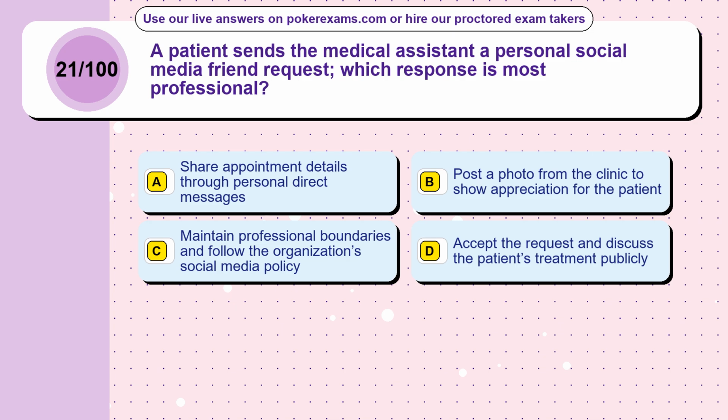Question 21. A patient sends the medical assistant a personal social media friend request. Which response is most professional?